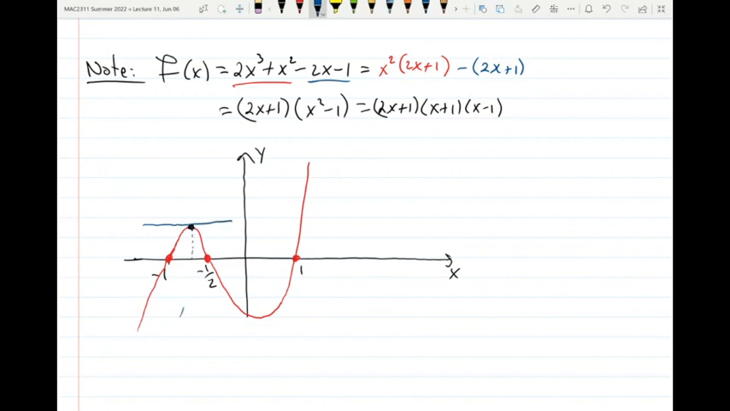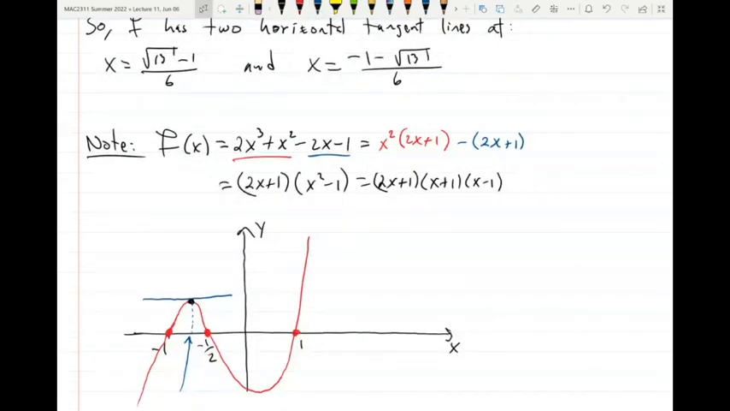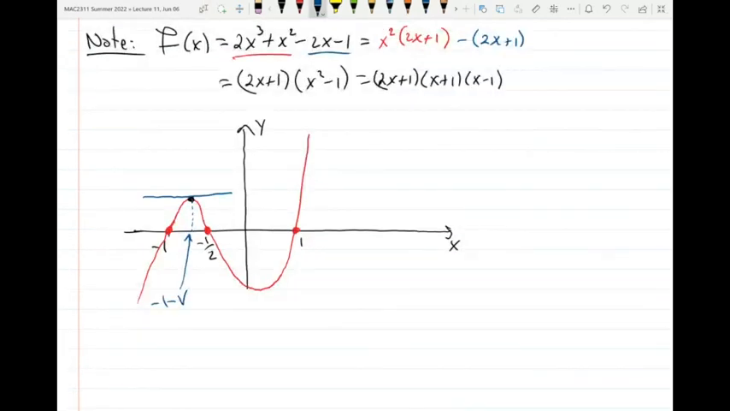Who can tell me what this x value is? Which one is this one? It's -1 minus the square root of 13 over 6. That one right there, because that's the one that's negative. The top is negative and the bottom is positive. And this one is positive because the square root of 13 is more than 1. So the positive one corresponds to this one over here. So now we know this point is -1 minus square root of 13 over 6.